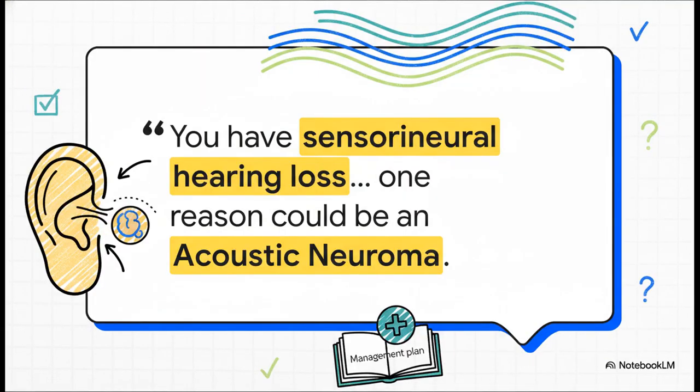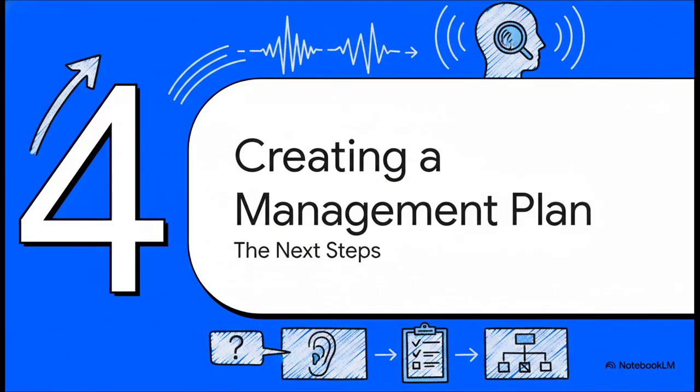And here's how you put it all together for the patient. You start with the finding you're confident about, the sensorineural hearing loss. Then, you link it to a possible cause, gently introducing the term acoustic neuroma. This approach is clear, calm, and it perfectly sets you up to talk about the management plan. So you've given the provisional diagnosis. The next question from the patient is obviously going to be, so what happens now?